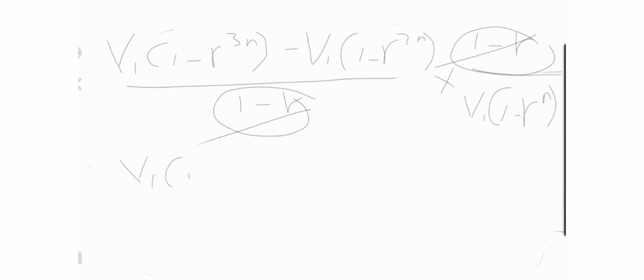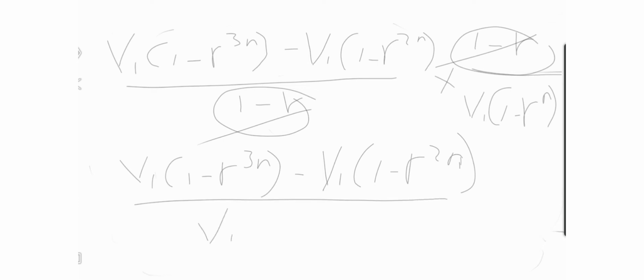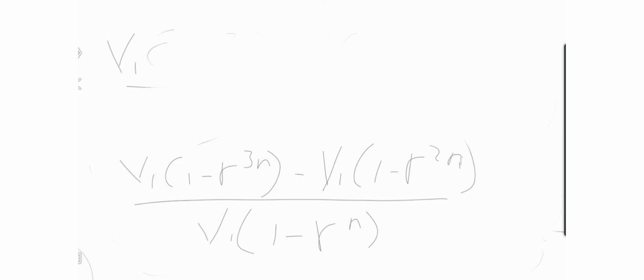into bracket (1 minus R raised to power 3N) minus V1 into bracket (1 minus R raised to power 2N), over V1 into bracket (1 minus R raised to power N). Okay, so now what is common? We're going to open this bracket now.